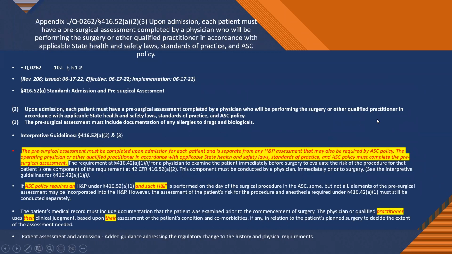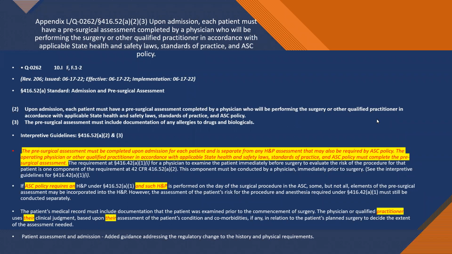Upon admission, this is Appendix L, 416.52(a)(2) and (3). Upon admission, each patient must have a pre-surgical assessment completed by a physician who will be performing the surgery or another qualified practitioner in accordance with the applicable state health and safety laws, standards of practice, and ASC policy. The interpretive guidelines say: upon admission, each patient must have a pre-surgical assessment completed by a physician who will be performing the surgery or other qualified practitioner in accordance with applicable state health and safety laws, standards of practice, and ASC policy.